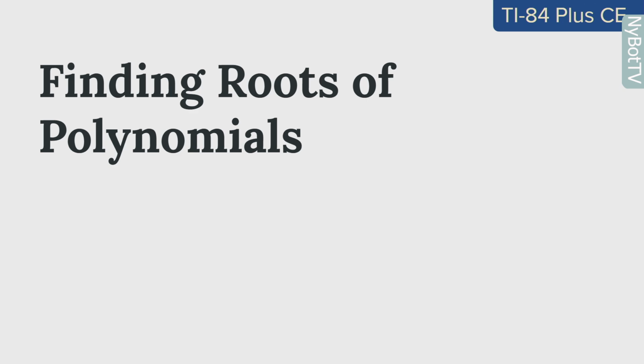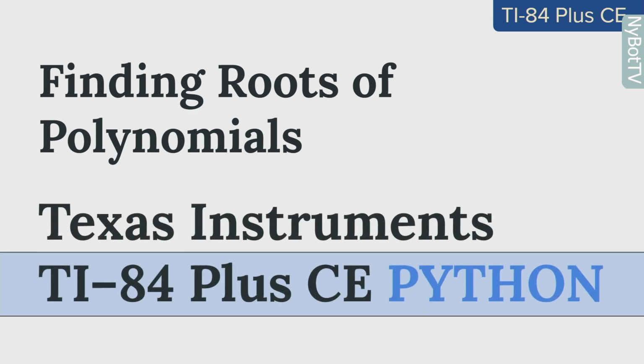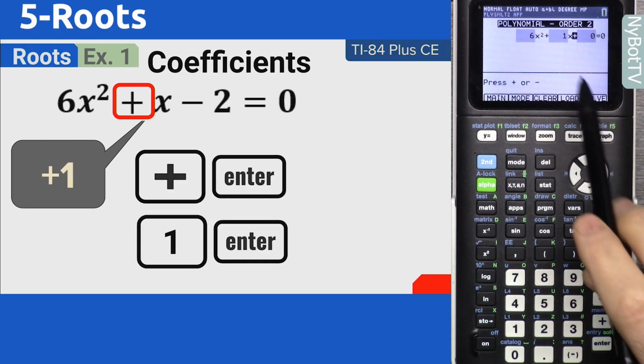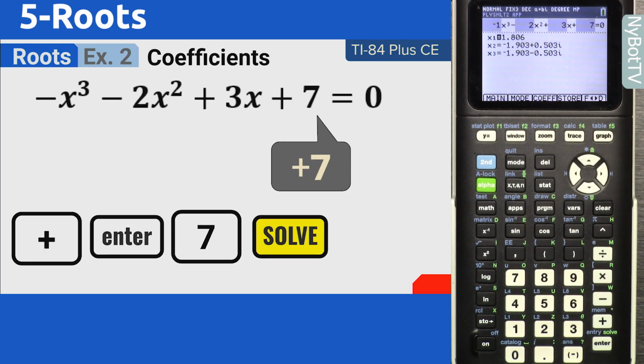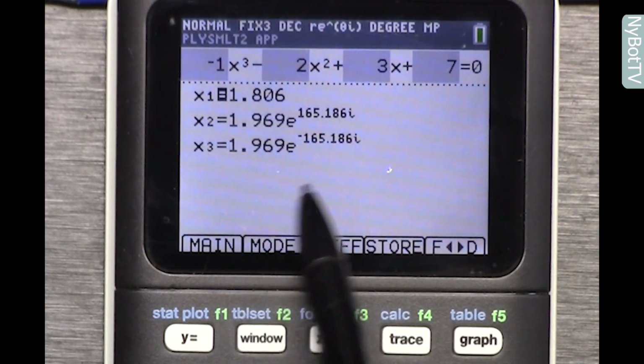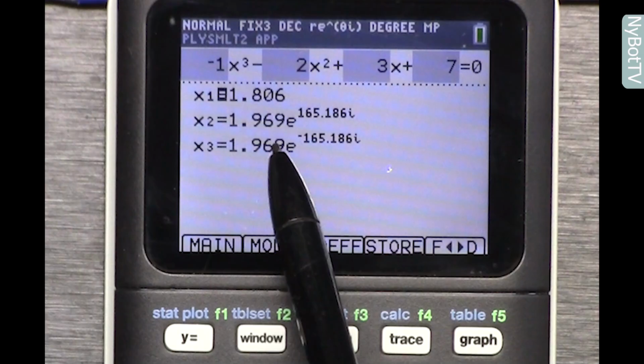In this video we are going to find roots of polynomials using Texas Instruments TI-84 Plus CE Python edition. We are going to find real and imaginary roots. We are going to use coefficients from a list, save roots into the list, and have a look at the polar and rectangular answers.